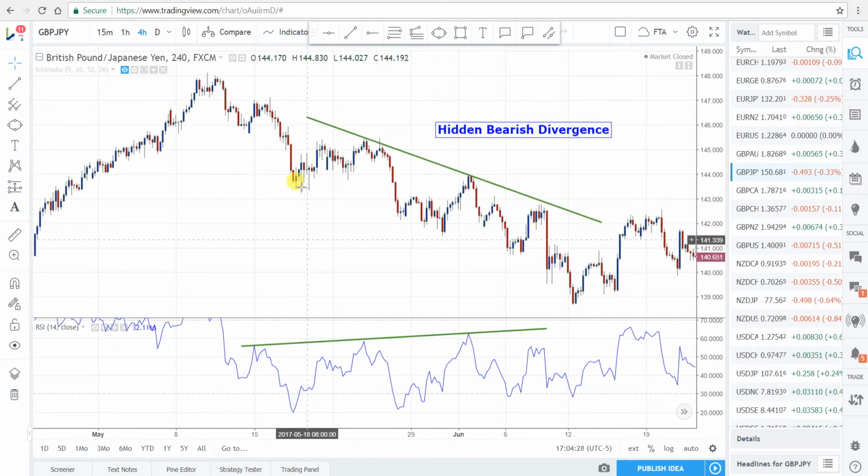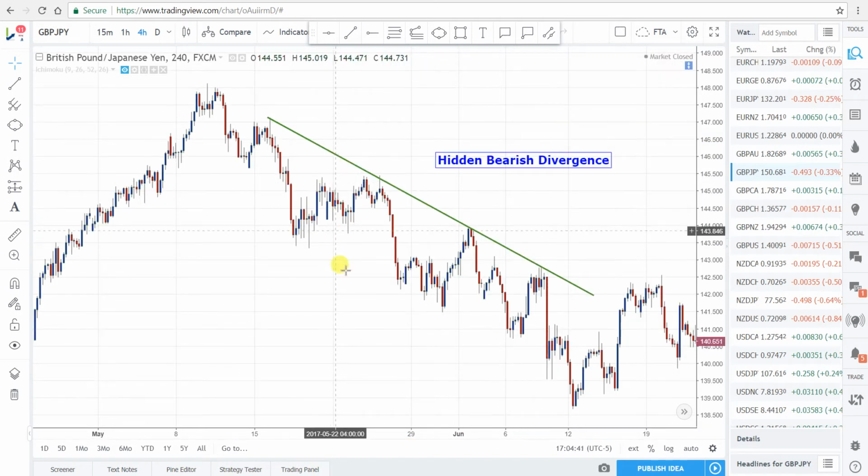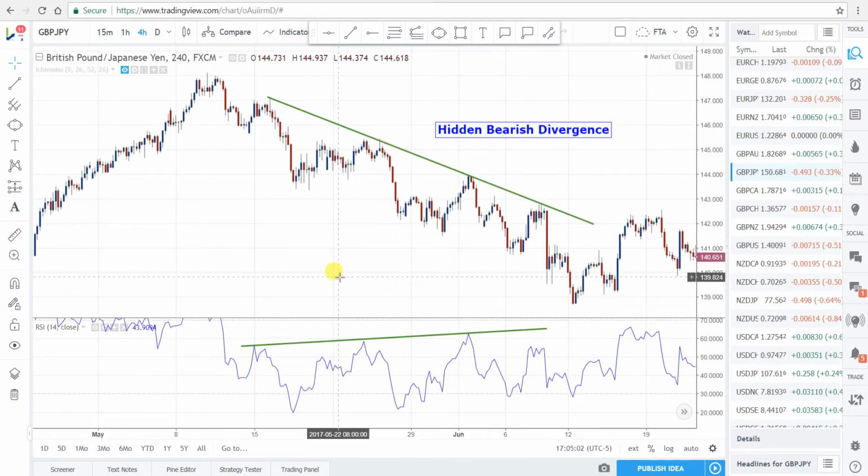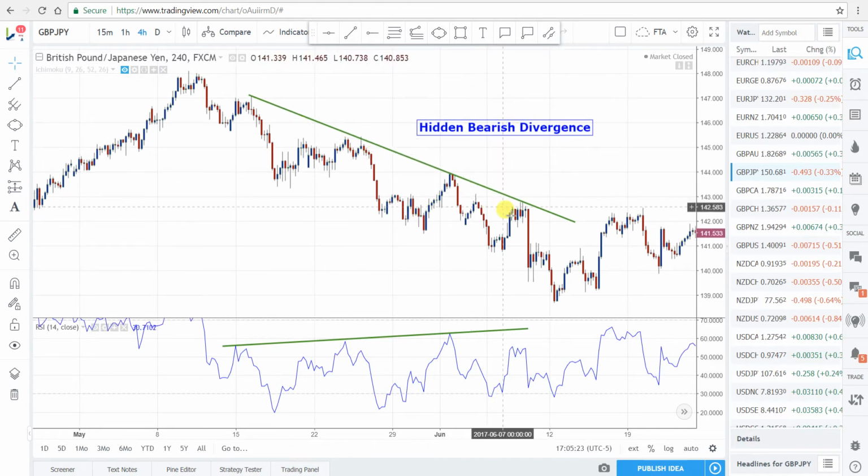So here you can see our price in this bearish trend. We're making lower highs, so price is continuing to drop. Yet our RSI has, from this same time period, started to make higher highs. So that's just indicating that bears are still the king here and still continuing to drive that price down.